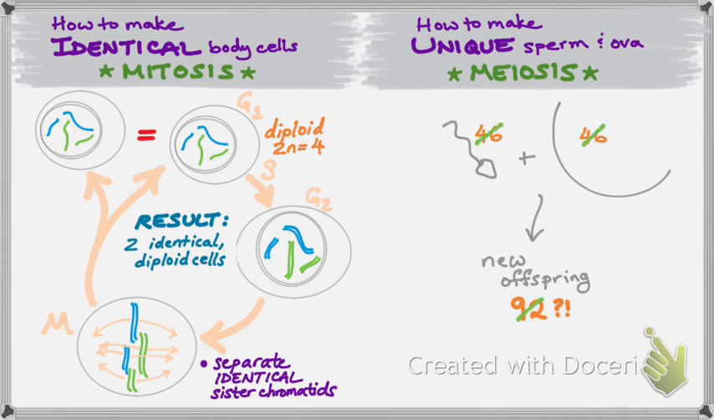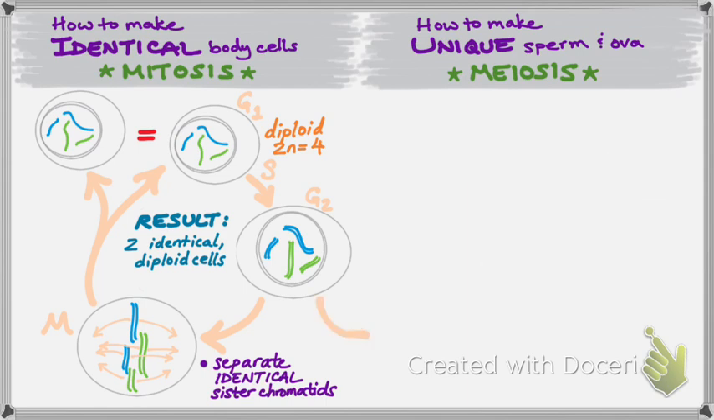So instead, what we need to do is cut the number of chromosomes in half. We need to pass on one of every homologous pair, one of each size or type of chromosome, not both. So for humans, that's going to be 23 chromosomes in each of the sperm and the egg, resulting in, back to normal, a kid, perhaps, that has 46 chromosomes. So that's the end goal.